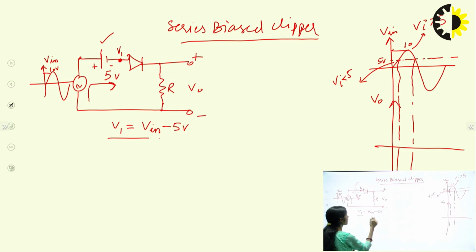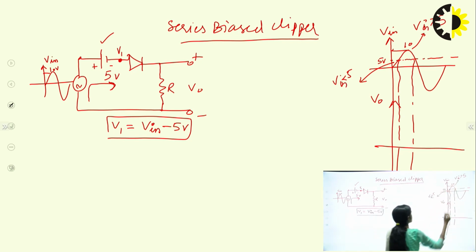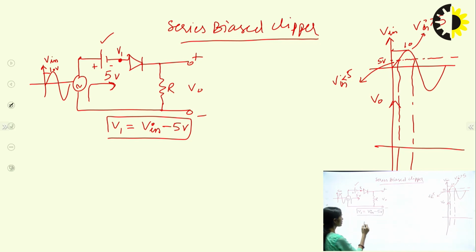So this equation I had written here, we can observe, and we can check different cases by taking different values of Vi. This is the V in. Case 1: if this V in value is lesser than 5.